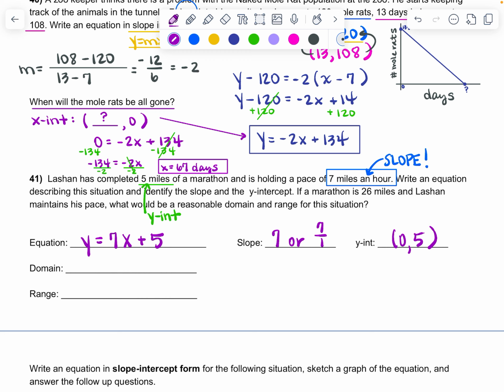All right, so it says a marathon is 26 miles, roughly, and LaShawn maintains his pace. What would be a reasonable domain and range for this situation? This was from last unit. Reasonable domain and range, right? So this is ours. We got to think about this. A table would also be a great idea here too. And this is miles.